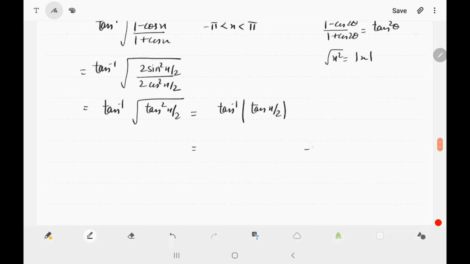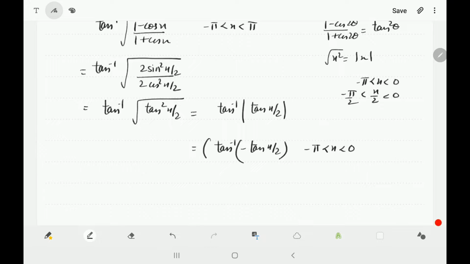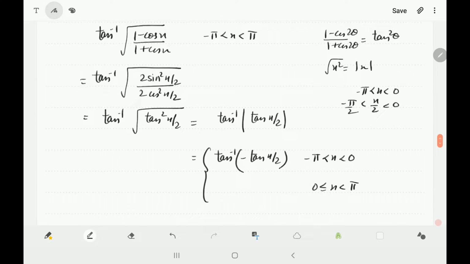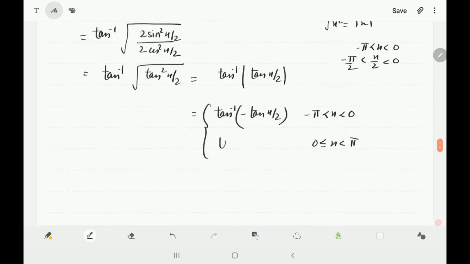If we take the interval minus pi to 0 for x, then x by 2 will be from minus pi by 2 to 0, which is in the fourth quadrant. So this will open up as minus of tan of x by 2. Is this clear? For x from 0 to pi, x by 2 will be from 0 to pi by 2, which is in the first quadrant. So the modulus will open up as tan inverse of tan x by 2.